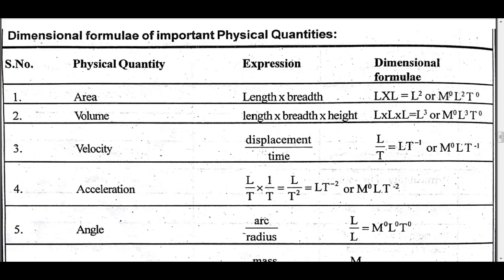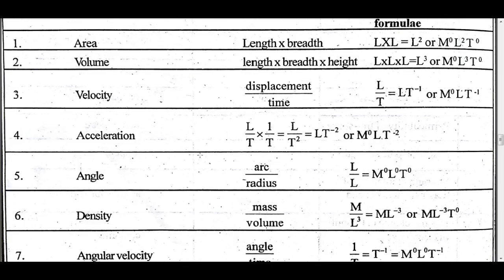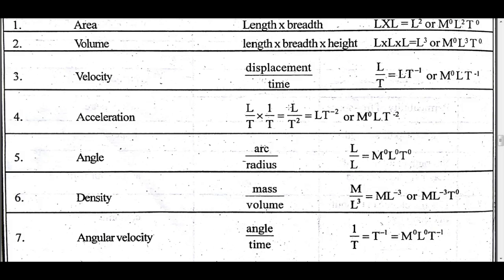In case of volume, it is L into L squared, that is L cubed. So M power 0, L cubed and T power 0. In case of velocity, it is displacement by time, that is for displacement it is length L, by time T. So L T power minus 1, or M0 L T power minus 1. In case of acceleration, that is L T power minus 2, or M power 0 L T power minus 2.